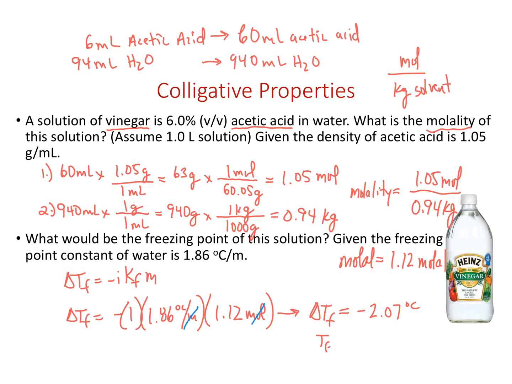So I would expect this solution to freeze at approximately negative 2 degrees Celsius. We could do that calculation based on this volume by volume concentration. We had to take that volume by volume concentration, turn it into actual volume, and then use density to find the actual mass for both of those components in this 1 liter solution.